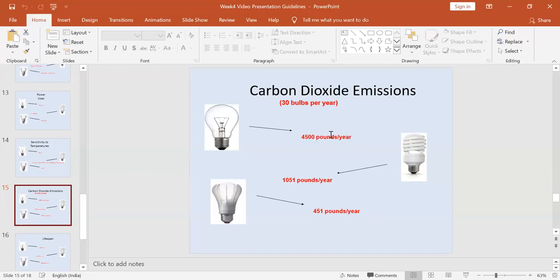it will produce 4,500 pounds per year of CO2 emission. If you use 30 CFL bulbs per year, compact fluorescent lamps, it is 1051 pounds per year. We can observe these two values. And LED lighting produces only 451 pounds per year. This is 4,500, 1051, and 451, so it is 10 times higher in the case of incandescent lamps.